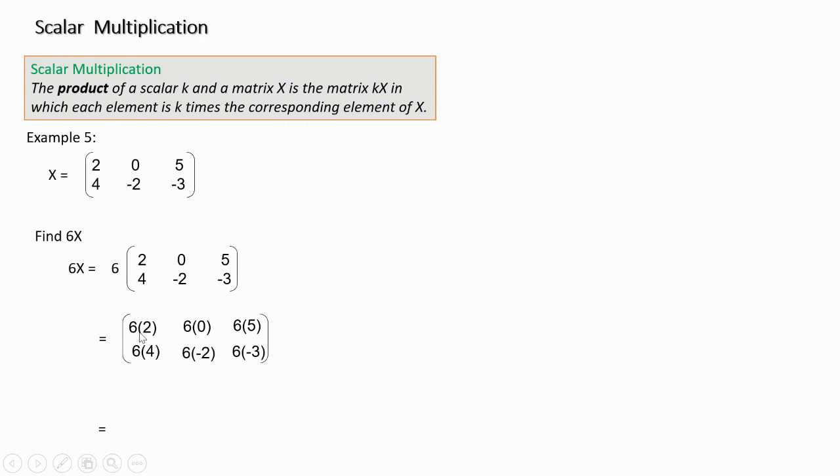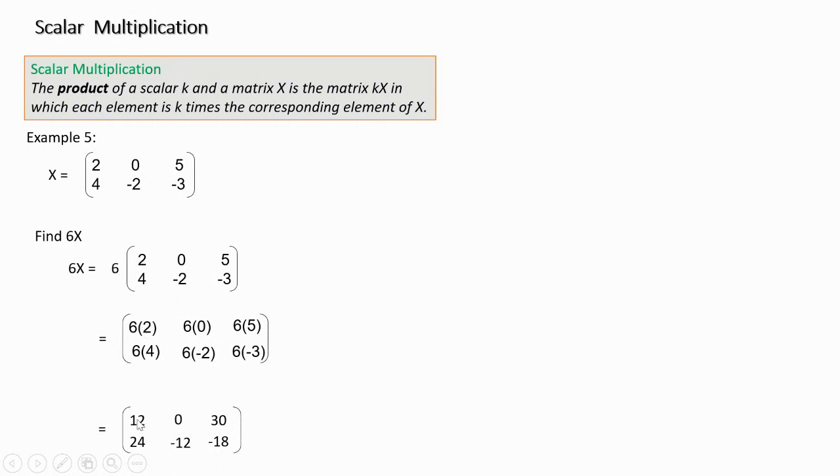And then after you do the operation, it's going to give us 12, 0, 30, 24, negative 12, and negative 18. All right, guys, this step, like I said earlier, you can skip it. But again, I just show you what's taking place. But you can go like this.